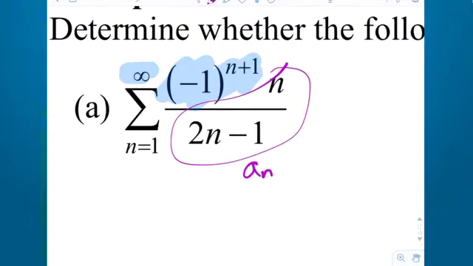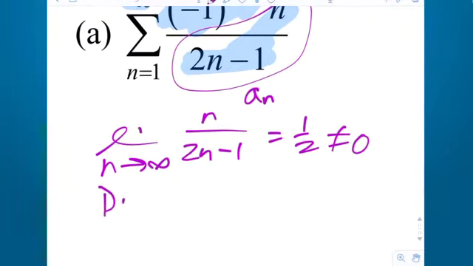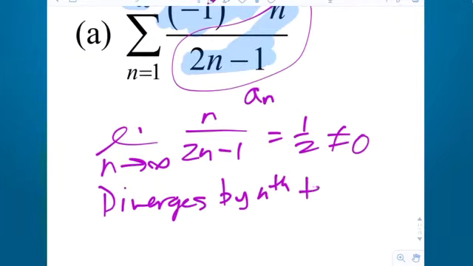1/2 does not equal 0. So here's what's also true about the alternating series test. It's a one-way test. It's not a test for divergence. But when you do the nth term test for divergence, without the alternator, you take the limit as n goes to infinity of n over 2n minus 1. That equals 1/2, which is not 0. So this thing diverges by the nth term test, not the alternating series test.